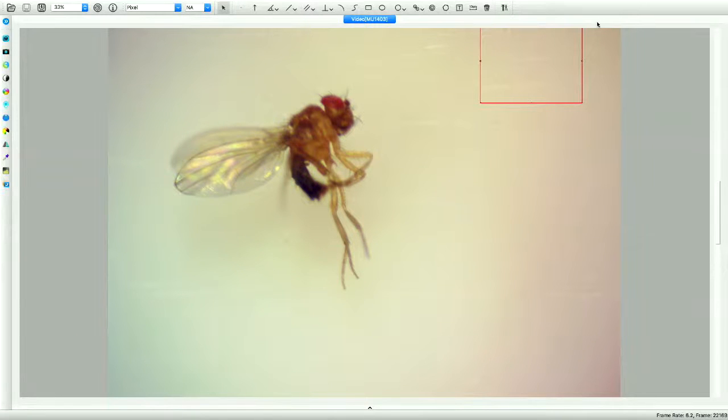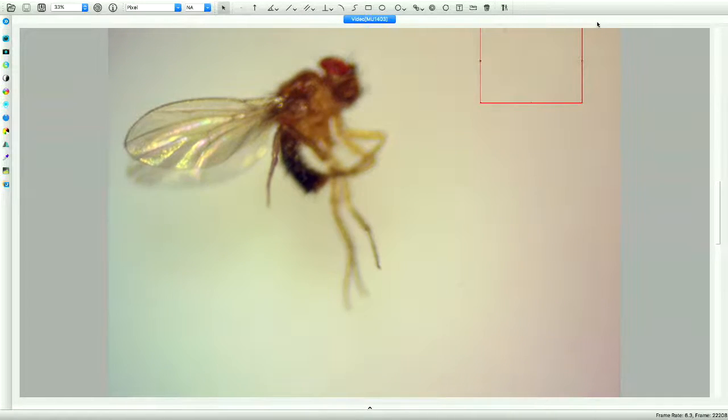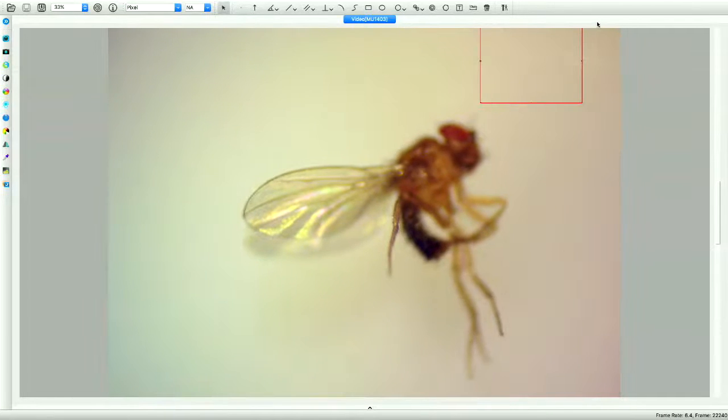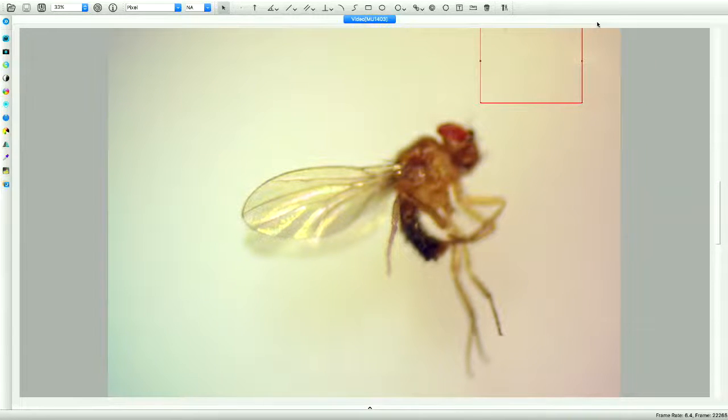All right, perfect. So we are able to see one nice and clear. I'm going to see if I can zoom in a little bit more for you. But we have a nice view of that fruit fly. Let's focus it a little bit more.